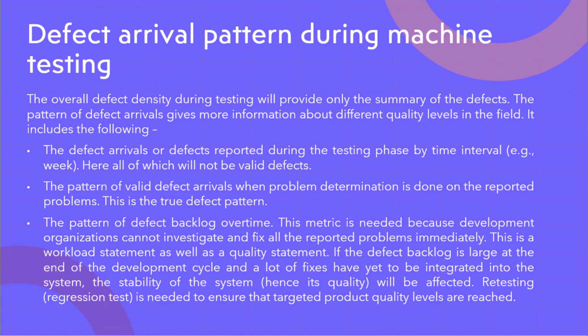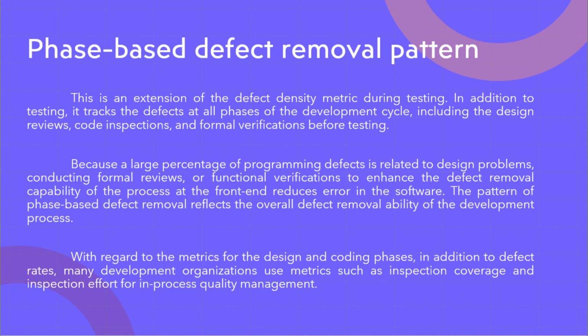This metric is needed because the development organization cannot investigate and fix all the reported problems immediately. This is a workload statement as well as a quality statement. If the defect backlog is large at the end of the development cycle and a lot of fixes have yet to be integrated into the system, the stability of the system, hence its quality, will be affected, which leads to retesting or regression tests being needed to ensure the targeted product quality levels are reached.